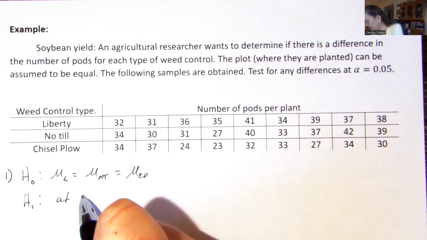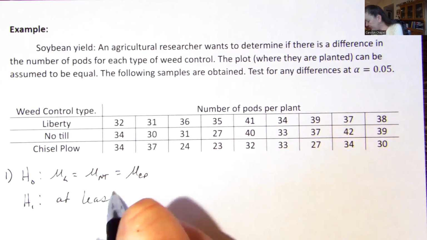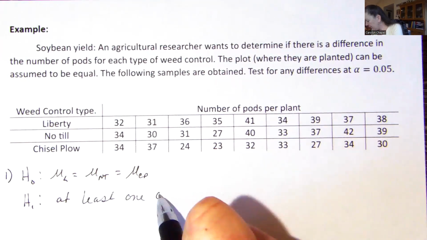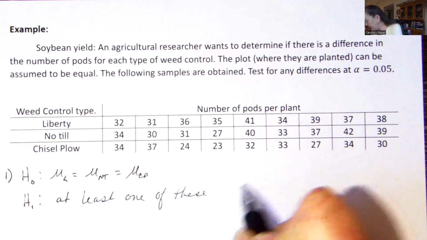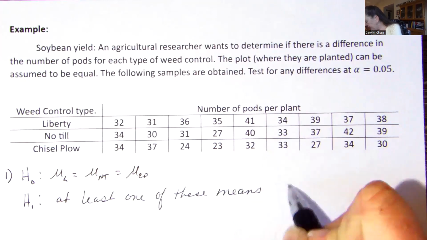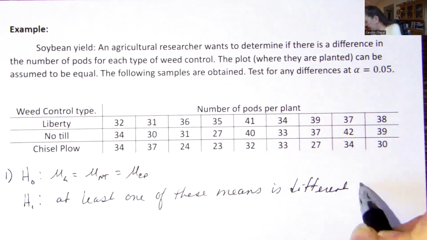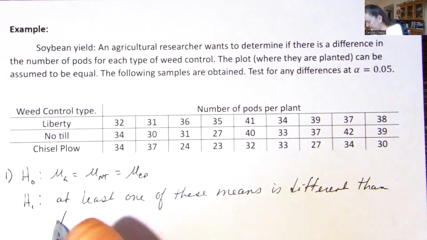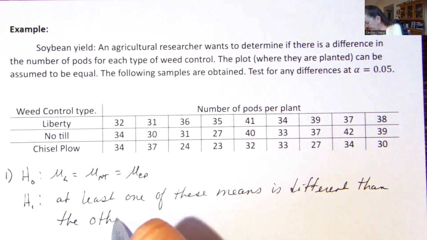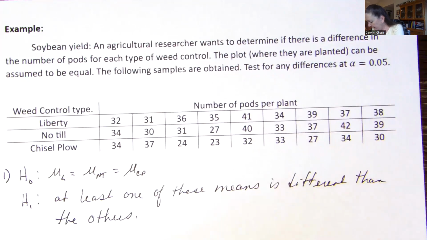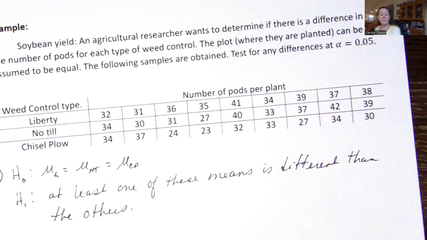The alternative is that at least one of these means is different than the others. Okay. Step 2 is our alpha level, which we decided was 0.05.